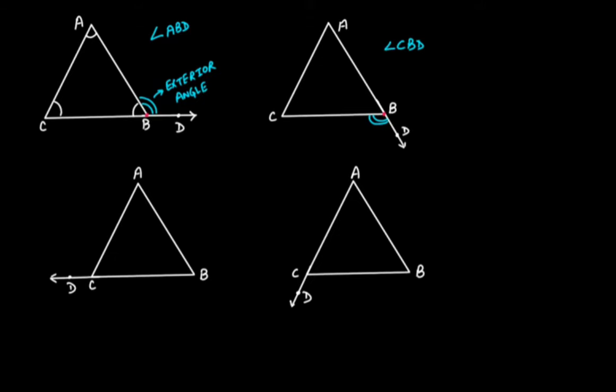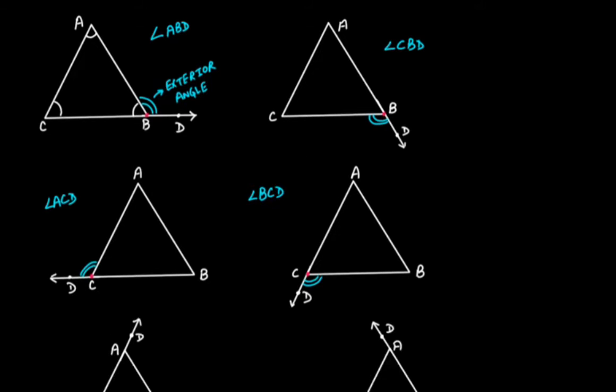Similarly, same triangle, but in this case we have chosen a different vertex. Here we have vertex C. In this case, this is an exterior angle when the side BC has been extended towards the left, but in this case this is the exterior angle when the side AC has been extended outside. The name of the exterior angle in this case is angle ACD, and the name of the exterior angle in this case is angle BCD.